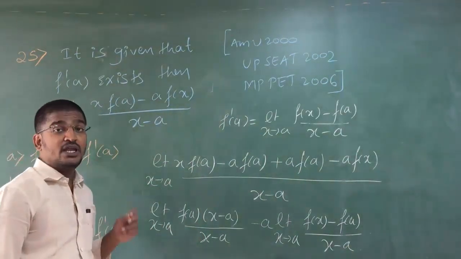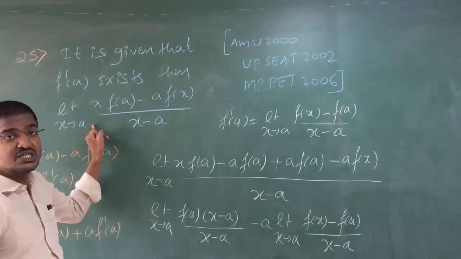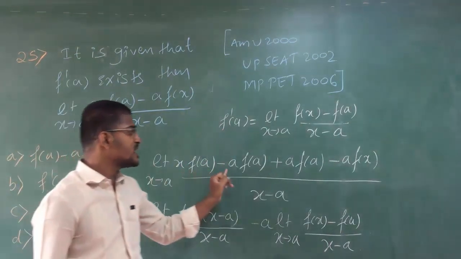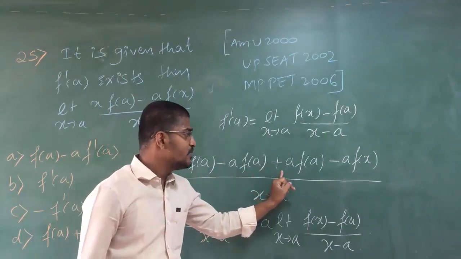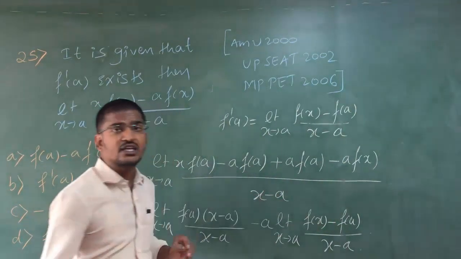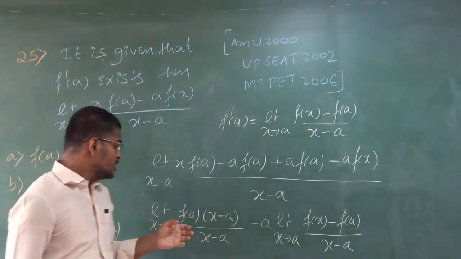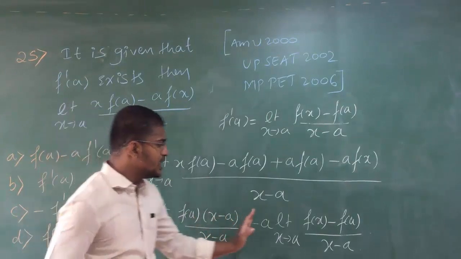Once again I will explain, listen carefully. This is given, you have to calculate this term. For this I am subtracting a into f of a and I am adding a into f of a, so that I get two different terms. You know that I can add and subtract the same term, no problem. So I will get one term and I will get this other term.